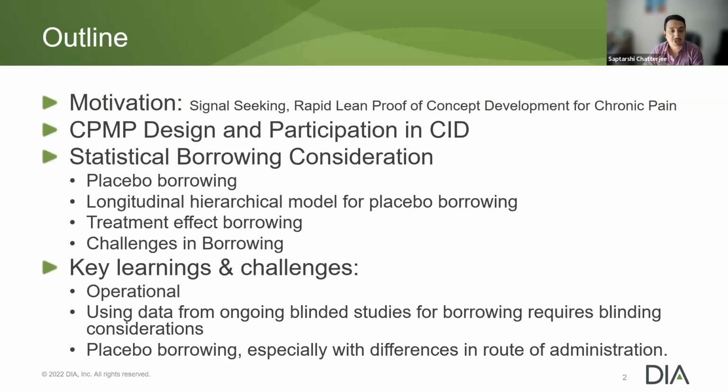Now, chronic pain master protocol, because of its construct, relies heavily on statistical borrowing, and we are going to spend a little bit of time on the statistical borrowing considerations as well, like different parts of that. And later on, we are going to talk about some of the key learnings and challenges from our experiences in the implementation.